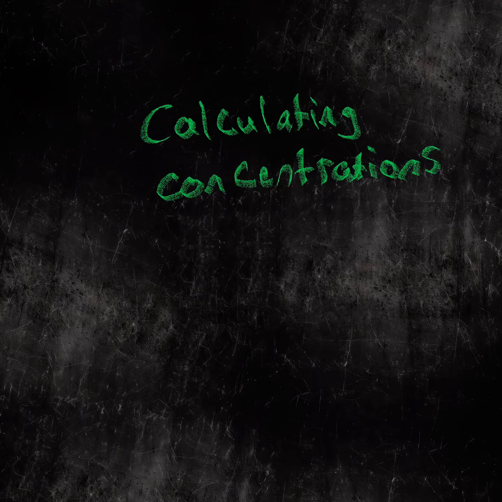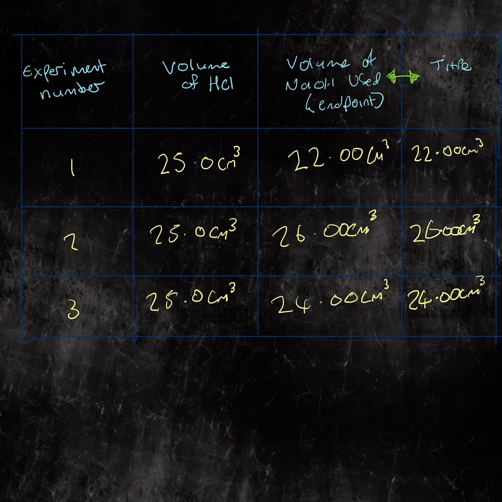For this calculation, we're going to need to know the mean titre. You have your table here, which is a little bit misleading, but we'll get to that in a second. You've got experiment 1, experiment 2, and experiment 3. You've filled out all the other information. We know that's going to be the same, the volume of HCl.